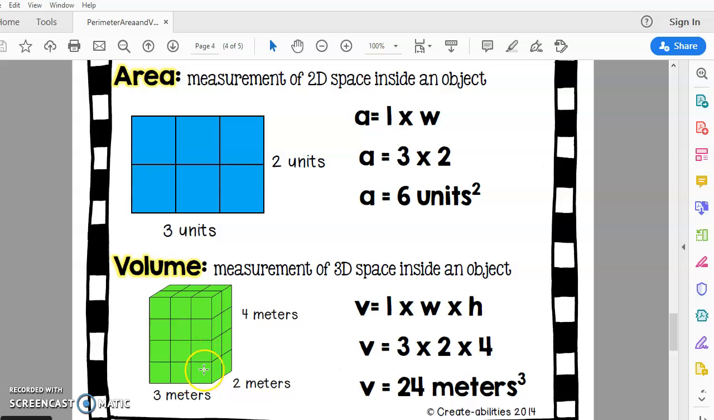When you're thinking about this, think about a swimming pool. You're going to fill up that swimming pool with water. How much water fits in the swimming pool? Also, a cup. If you're going to drink a cup of juice, how much juice fits in your cup? That is the volume, how much space you need to fill up that 3D object.